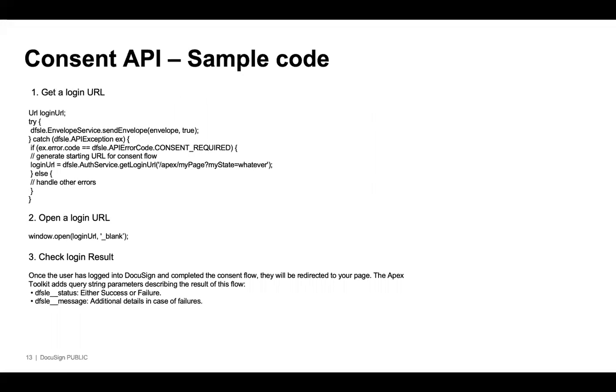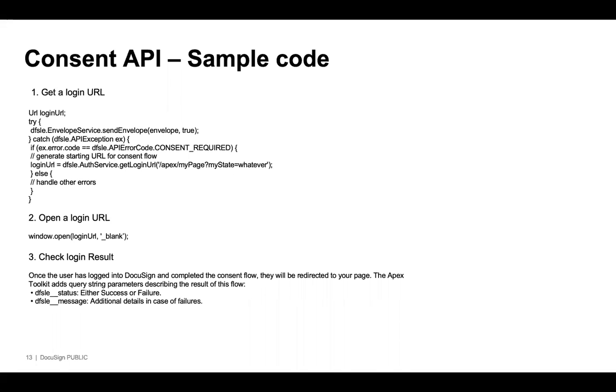These are some sample codes to access the Apex Toolkit methods. First, you can see how to get the login URL. The envelope service provides a method called send envelope. Using send envelope, we can send any DocuSign envelope for signature. That method was already available in earlier versions as well, but recently in version 2.2, we exposed the getLoginUrl method. Using that, you actually get the consent.